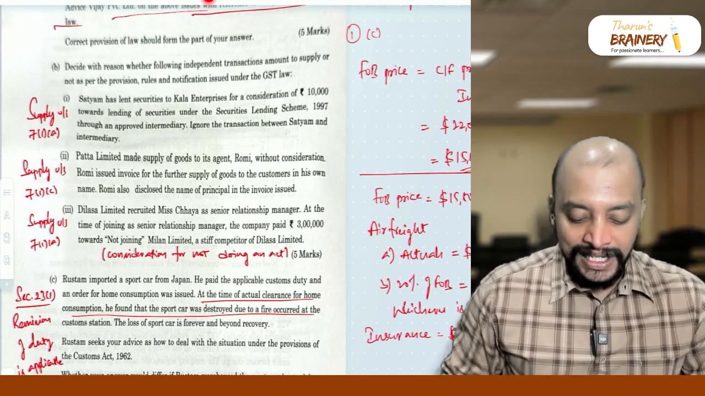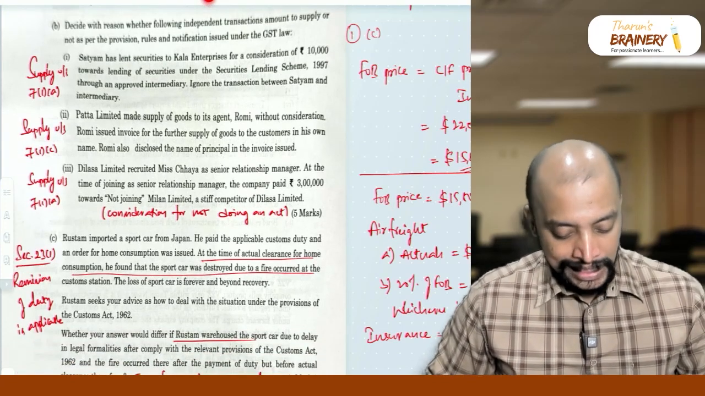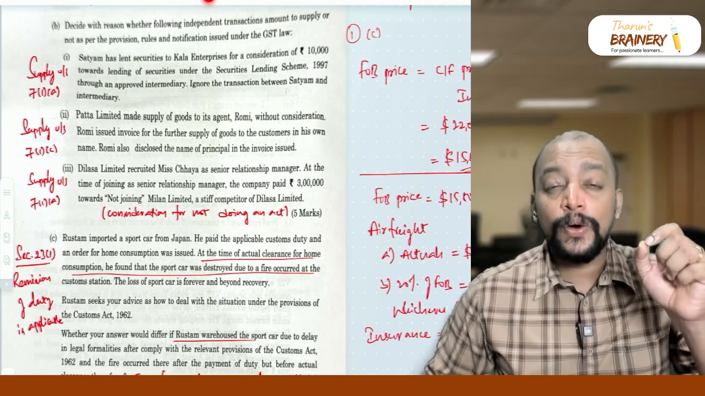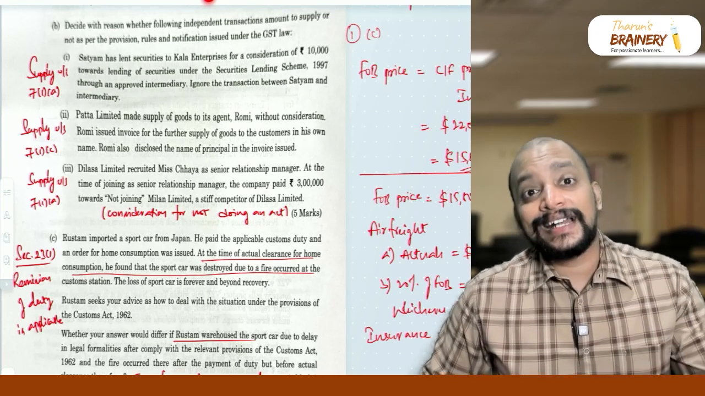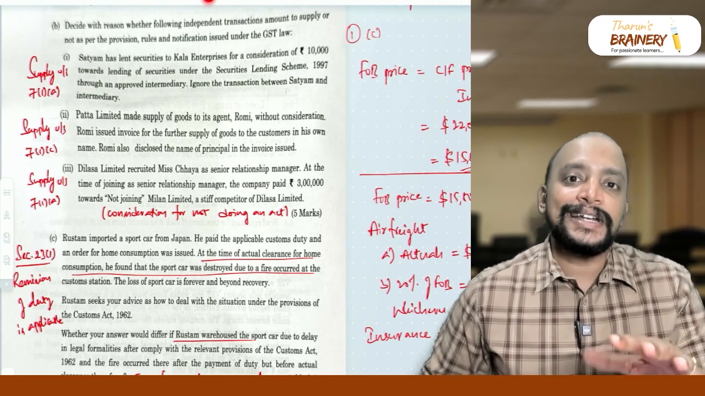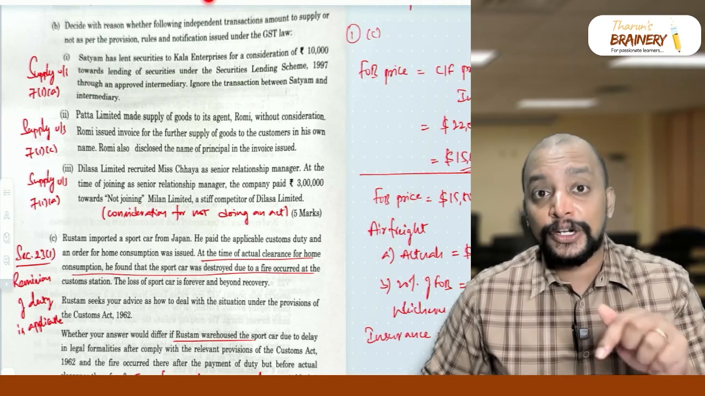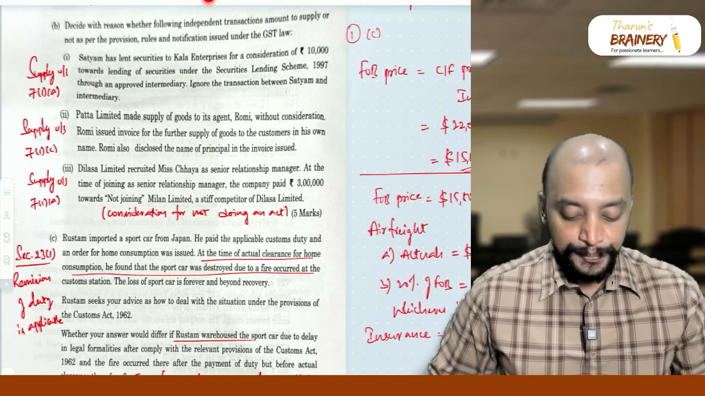Then next, Patta Limited made supply of goods to its agent Romi without consideration. Romi issued invoice for the further supply of goods to the consumers in his own name. So agent raising invoice in his own name means agent acting on behalf of principal. As agent acting on behalf of principal, so it will become supply between principal and agent, that too it is goods. So 7(1)(c), even though without consideration.